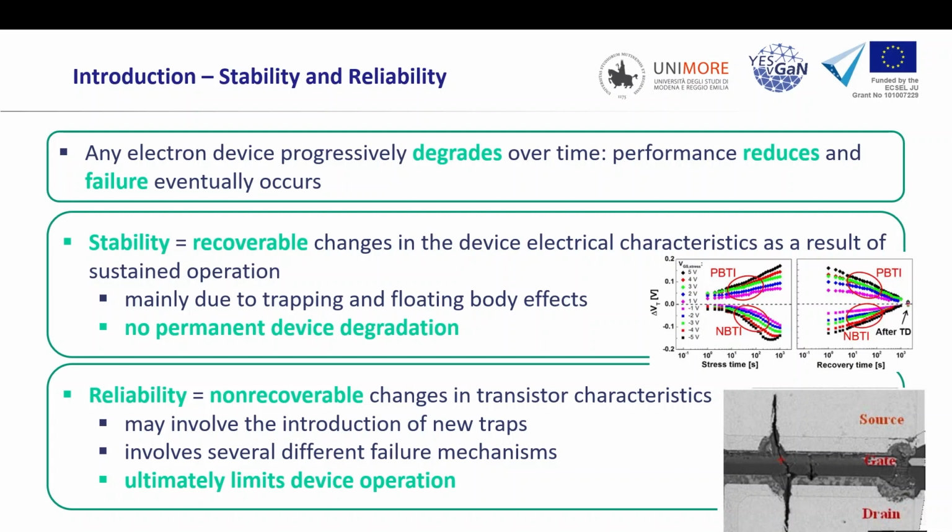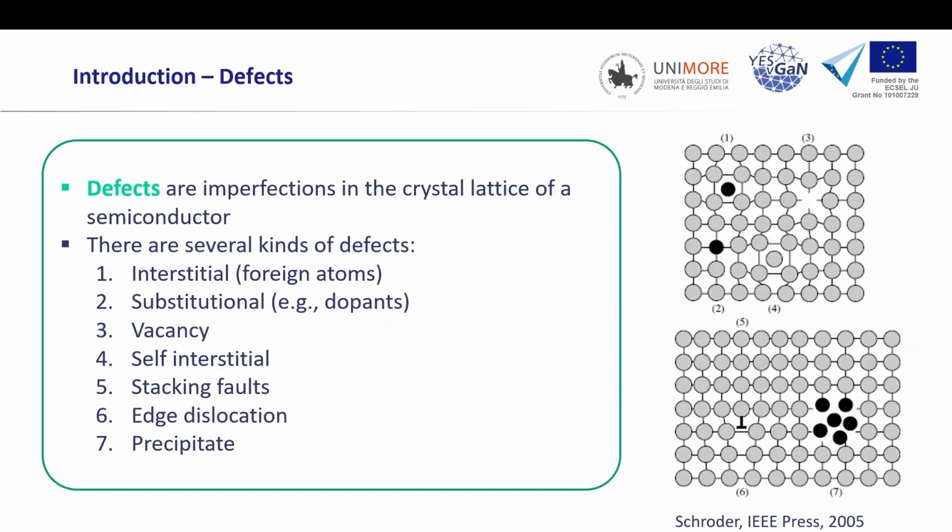This is not really something that is not recoverable, which is what the reliability is going to study and understand. So these changes in the transistor characteristics will be permanent, or in the end you could also have damages that of course will make the device no longer useful. And of course there are many mechanisms that can lead to this kind of problems. So let's try and see if we can understand a little bit more about those.